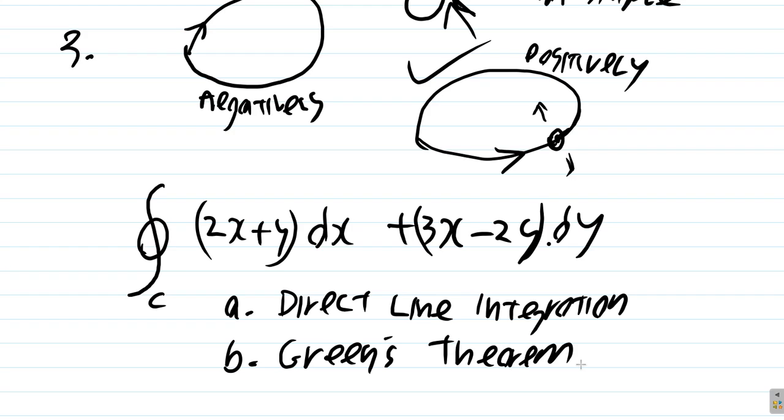Now, if you get something like this in an exam, you may be asked to do it by direct line integration or by Green's theorem or both. But probably you'll only be asked to do it using Green's theorem. If it's a take-home homework assignment, you might be asked to do it both ways, just to improve your skills in both methods. But I think in an exam, you'll be asked to use Green's theorem.